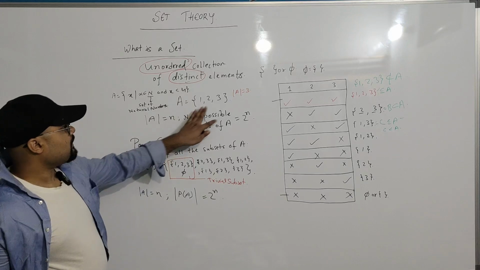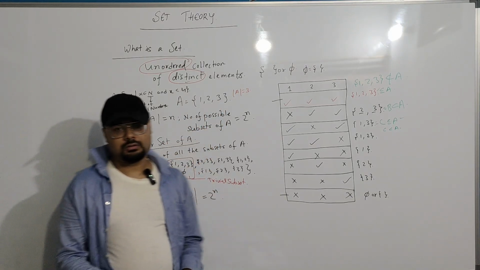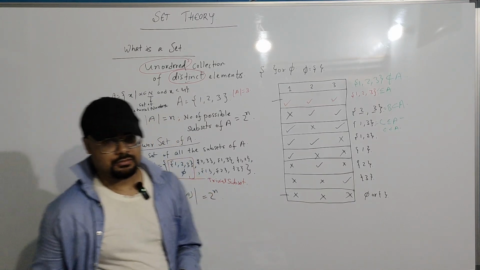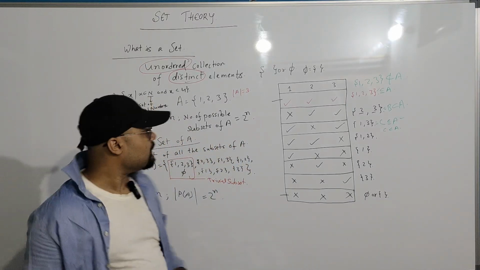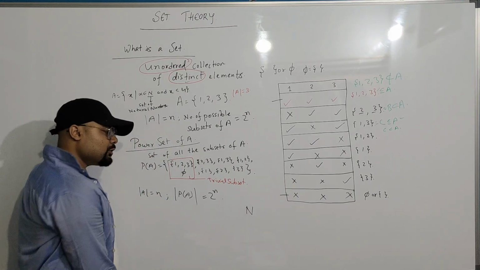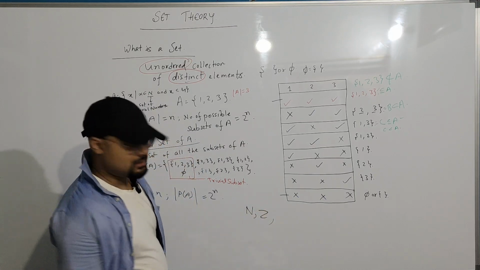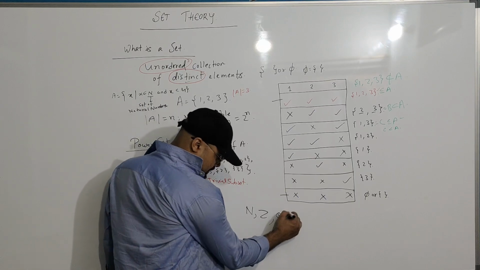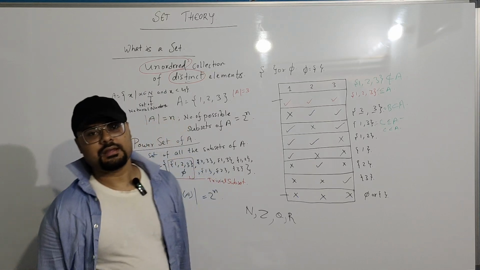So this is the example where the number of elements is 3. But sets can be finite or infinite. Some of the very popular infinite sets: one of them is the set of natural numbers, which is N. Similarly, Z is the set of all integers, Q the set of all rational numbers, R the set of all real numbers. These are some of the popular infinite sets.